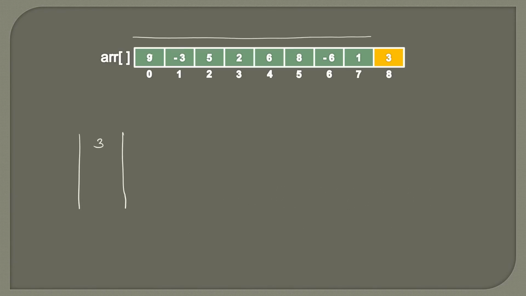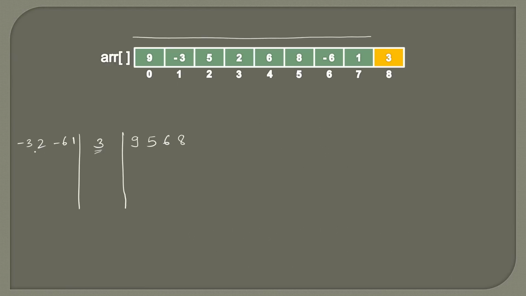Now we'll check: 9 is greater than the pivot, so it comes here, because all the elements greater than the pivot go after the pivot. -3 is smaller than 3, it comes here. 5 is greater than 3, it comes here. 2 is less than 3, it comes here. 6 is greater than 3, it comes here. 8 comes here. -6 comes here. 1 comes here. And 3 is the pivot, so it is at this position.